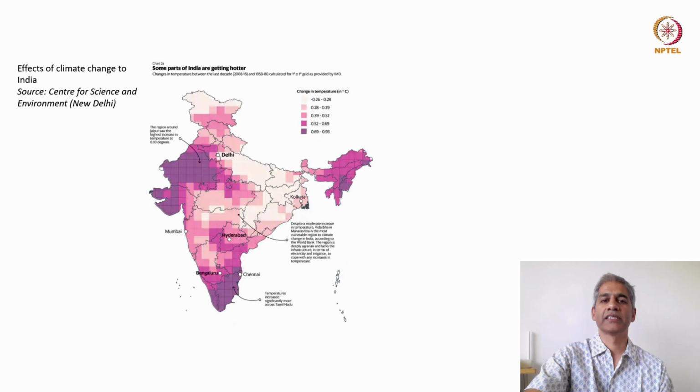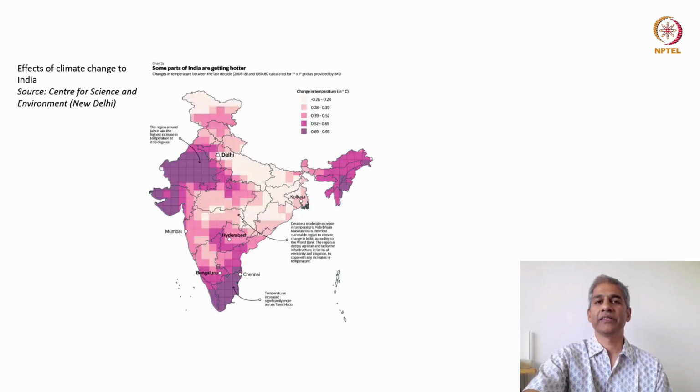So what is the situation in India? What are the effects of climate change being felt in India? So shown here is a comparison of the changes in temperature seen between 2008 to 2018 against a baseline of 1950 to 1980. And the grids are a grid of 1 degree by 1 degree. And this is based on data provided by the Indian Meteorological Department.